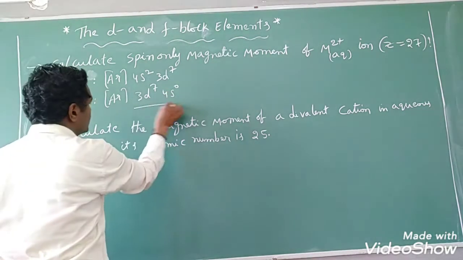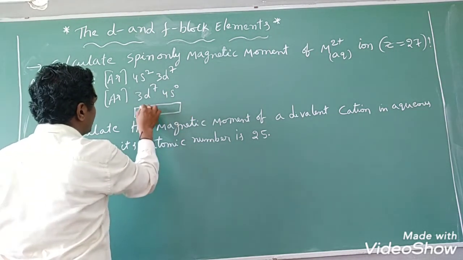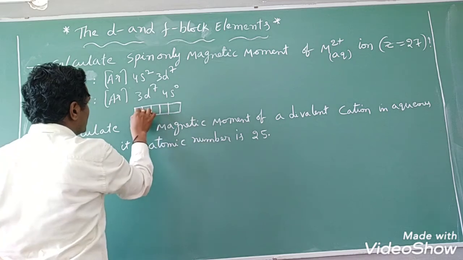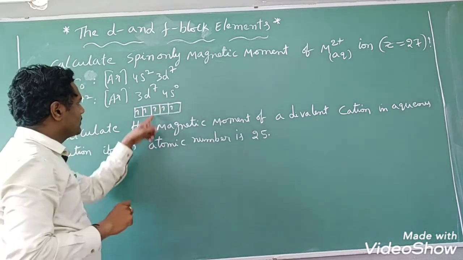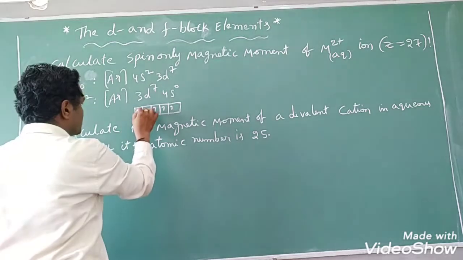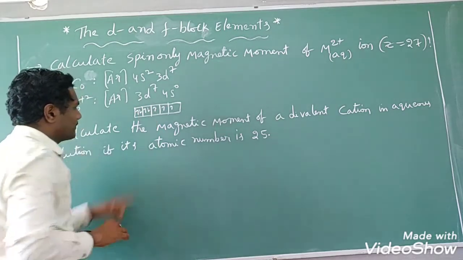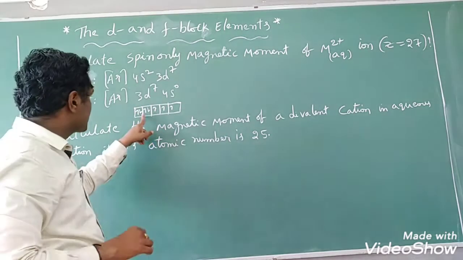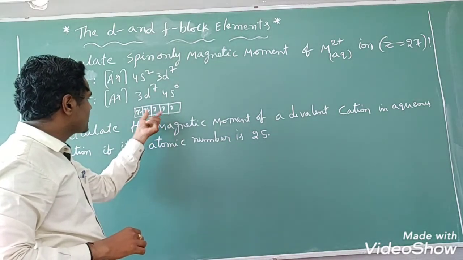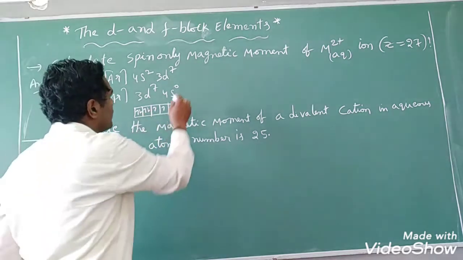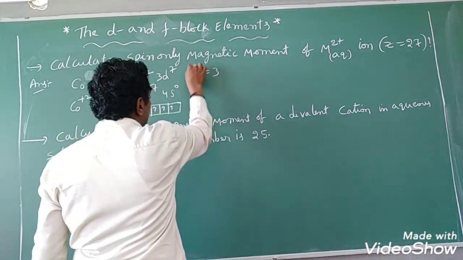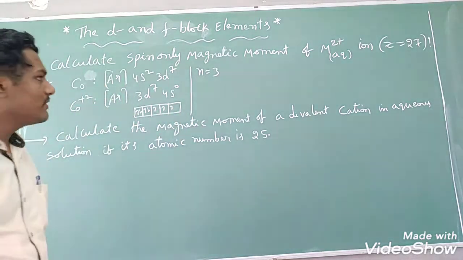We know already that the 3d subshell has 5 orbitals. Each orbital is first filled with one electron. 5 electrons are completed, and 2 more are still there. Those electrons will fill now according to Hund's rule. Now in this 3d subshell, how many unpaired electrons are there? 1, 2, 3. So n equals 3.